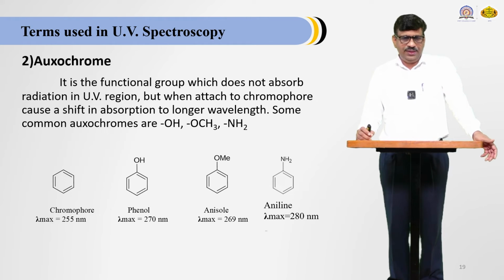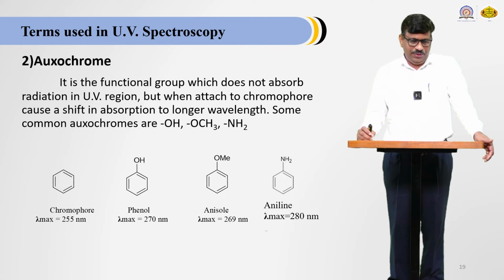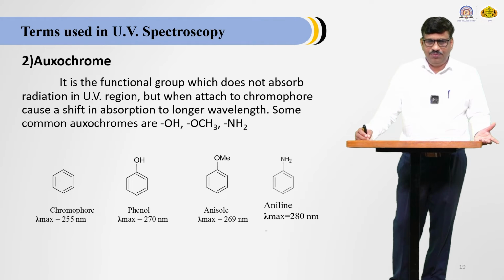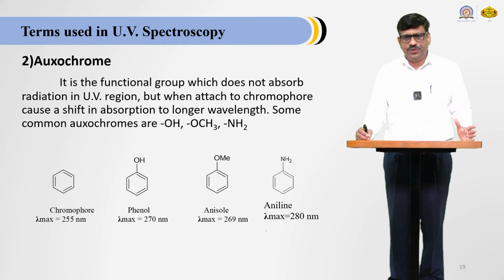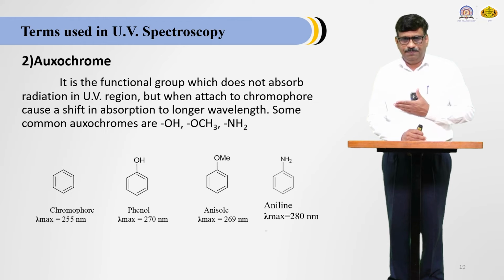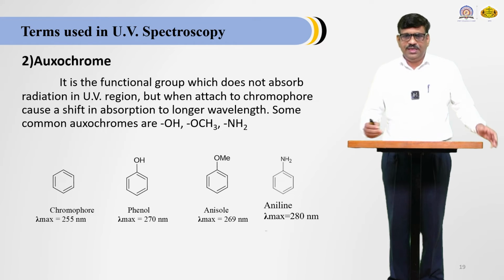Here is an example chromophore: benzene. It contains 3 carbon-carbon double bonds. Lambda max value is 255 nanometer. If an oxychrome is attached to that benzene ring, say OH attached to a carbon atom of the ring, the lambda max value increases from 255 nanometer to 270 nanometer. If an OCH3 group is attached, it increases up to 269 nanometer, and if an NH2 group is attached to the chromophore benzene, its lambda max value is 280 nanometer.